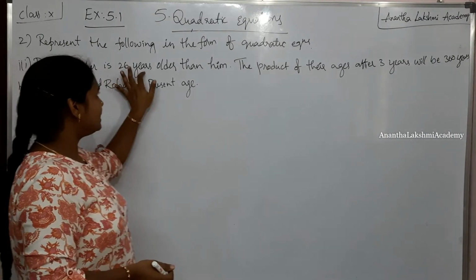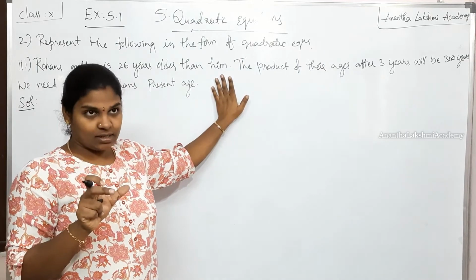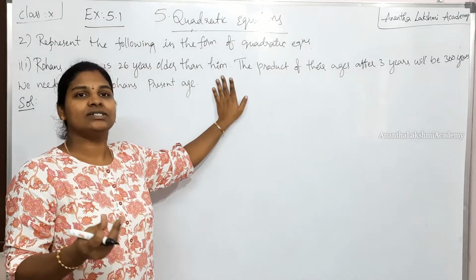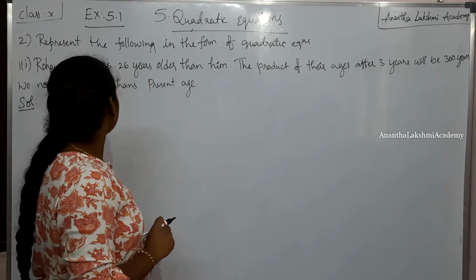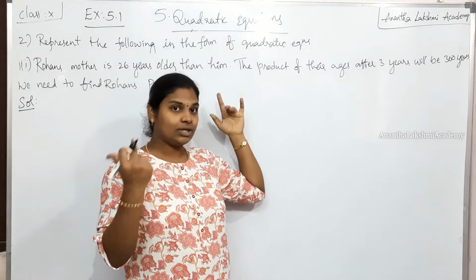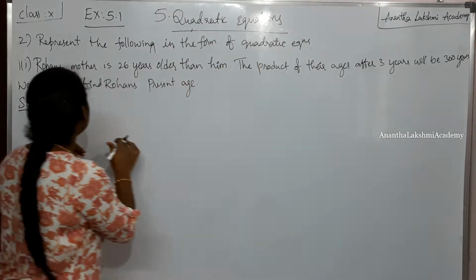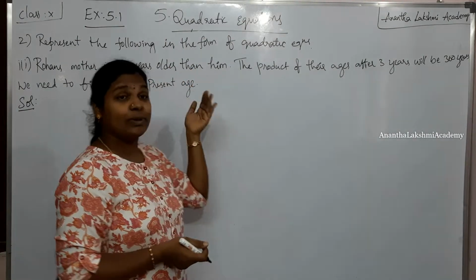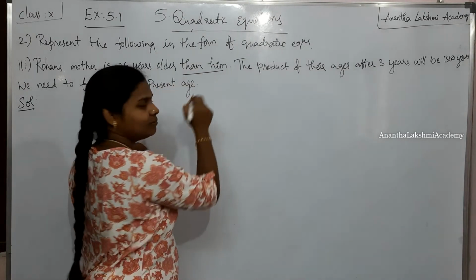Rohan's mother is 26 years older than him. Whenever somebody asks you how old are you, you just say 16 years old, 17 years old, 18 years old. But if you look at this sentence, the mother is 26 years older than him. So if you consider Rohan's age as 2, his mother's age will be 26 plus 2. Alright, that's the meaning of "than him".